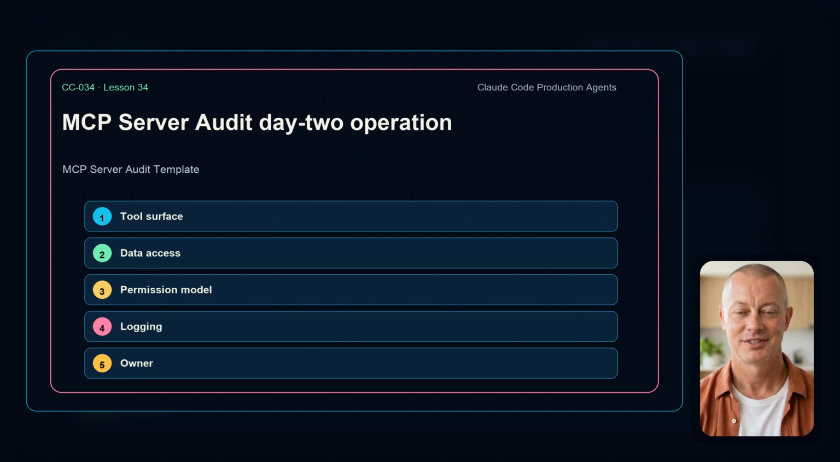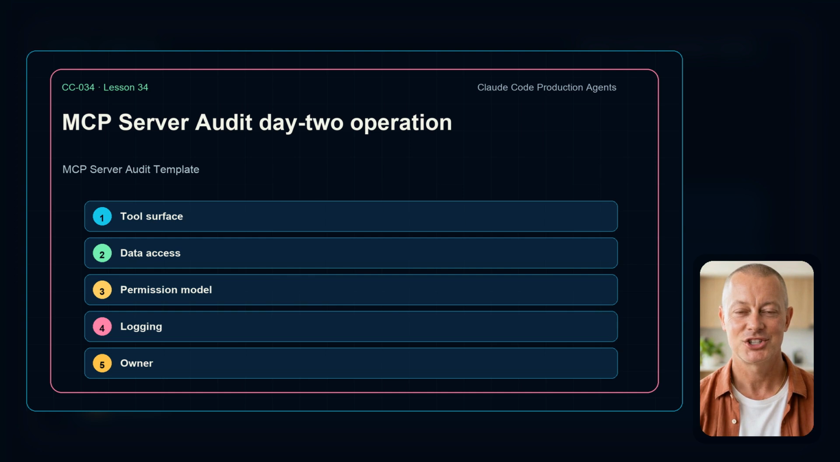Day 2 is the real test for the MCP Server Audit Template. A model version, tool version, policy update, or team workflow change enters the system. The team should be able to compare the new run with the previous run, inspect the evidence, and decide whether the difference is improvement, regression, or noise. Without that comparison path, the agent may change faster than the organization can understand.